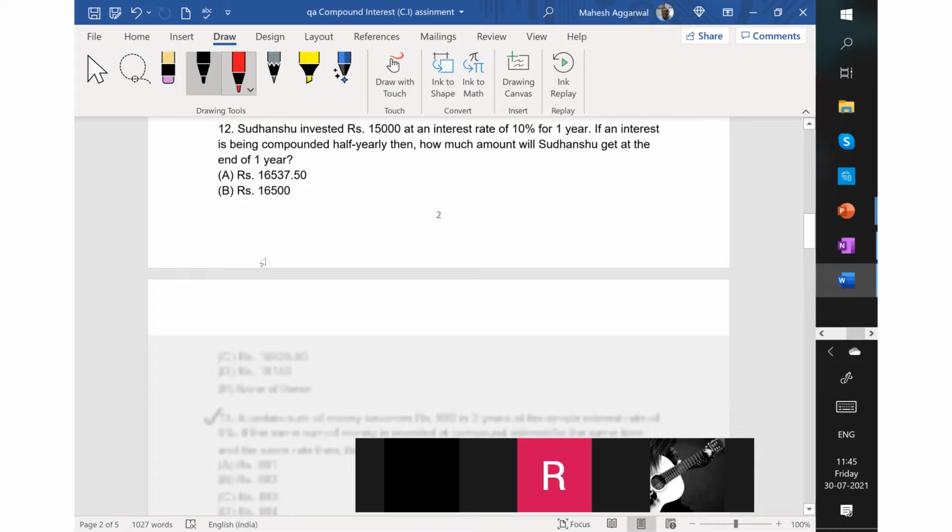Okay, not from the examination point of view, but do it from your knowledge point of view, so that you are proficient in calculations of questions on compound interest. Sometimes the calculations are simple, so no need to skip when the calculations are simple.